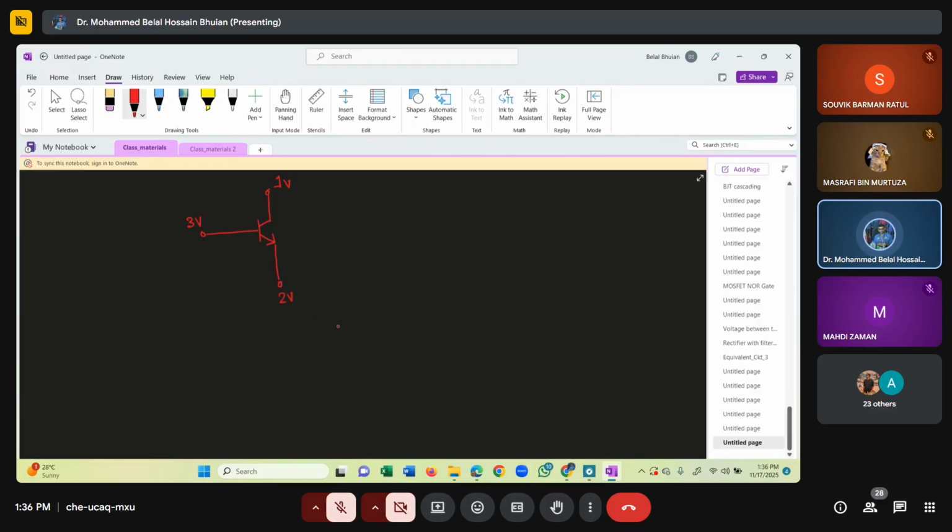First of all, we can draw the 2 diode model of the BJT. So it's our EBJ, that's our CBJ, emitter 2 volt, base 3 volt, collector 1 volt. So we have 2 junctions. All we need to do to check which region the BJT is operating in is to first check the EBJ.